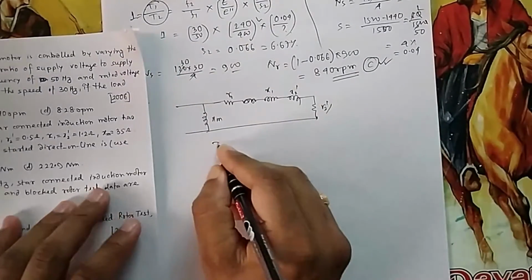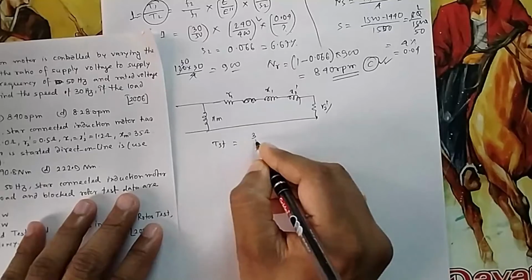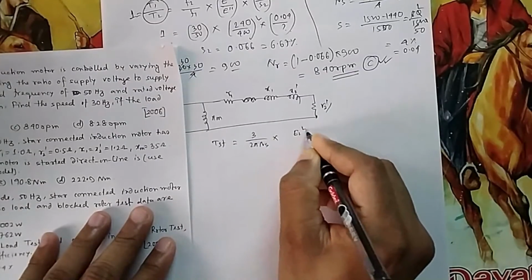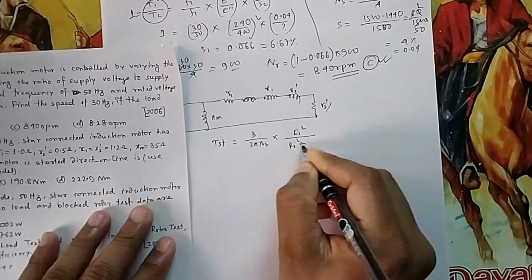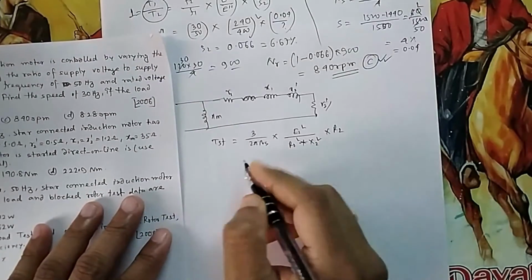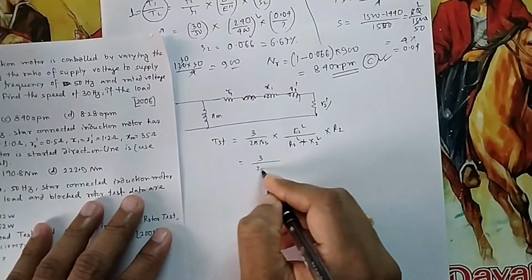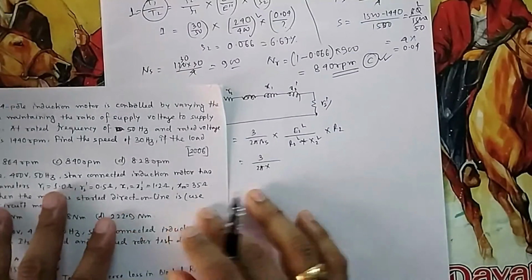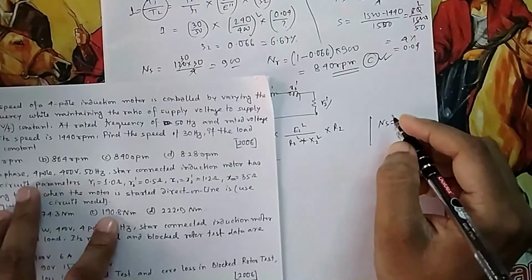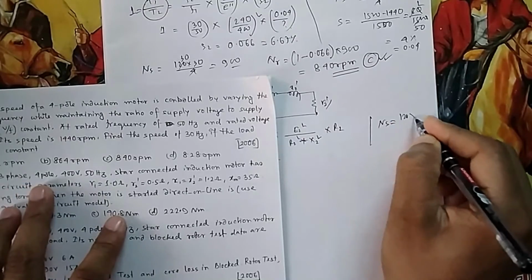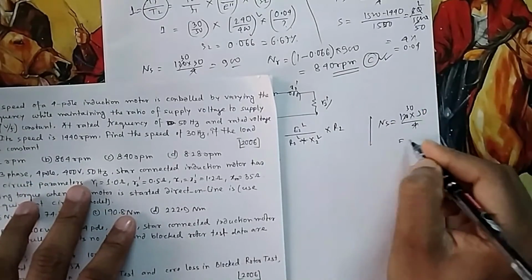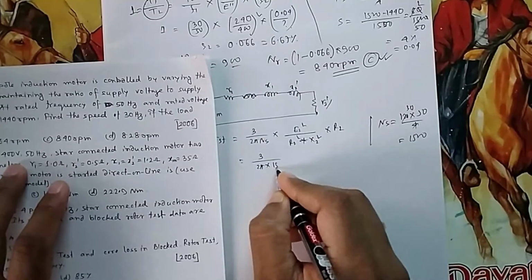Okay, so what is the formula for starting torque? It is 3 by 2 pi ns into, S is 1, so it will be E2 square by R2 square plus X2 square into R2, because S is 1. So 3 by 2 pi, what is ns? Ns you can easily calculate it, but this should be in radian per second. You have to be careful. It is 120 into F by 4, what you are calculating is in RPM. So it is 1500 RPM.